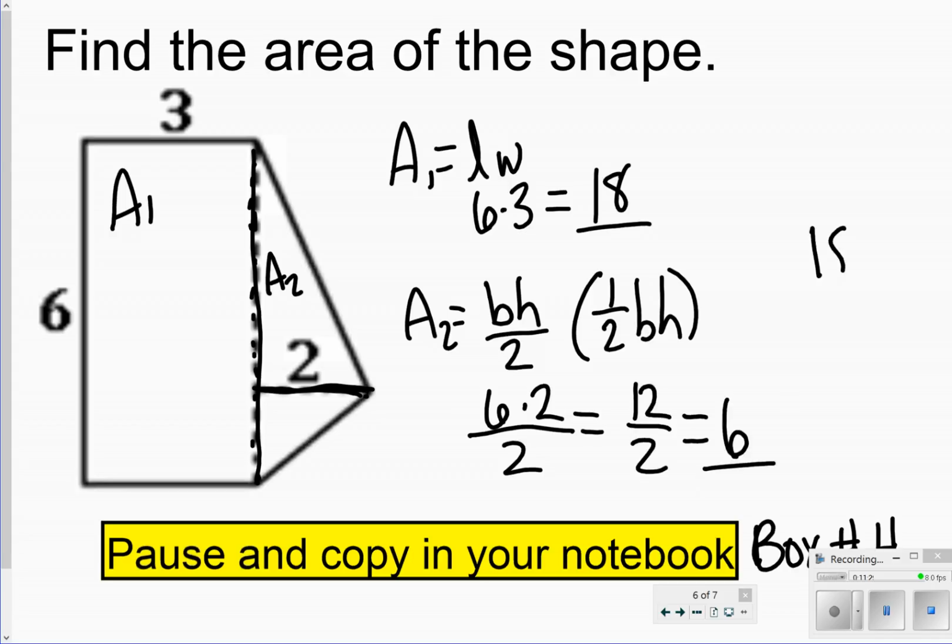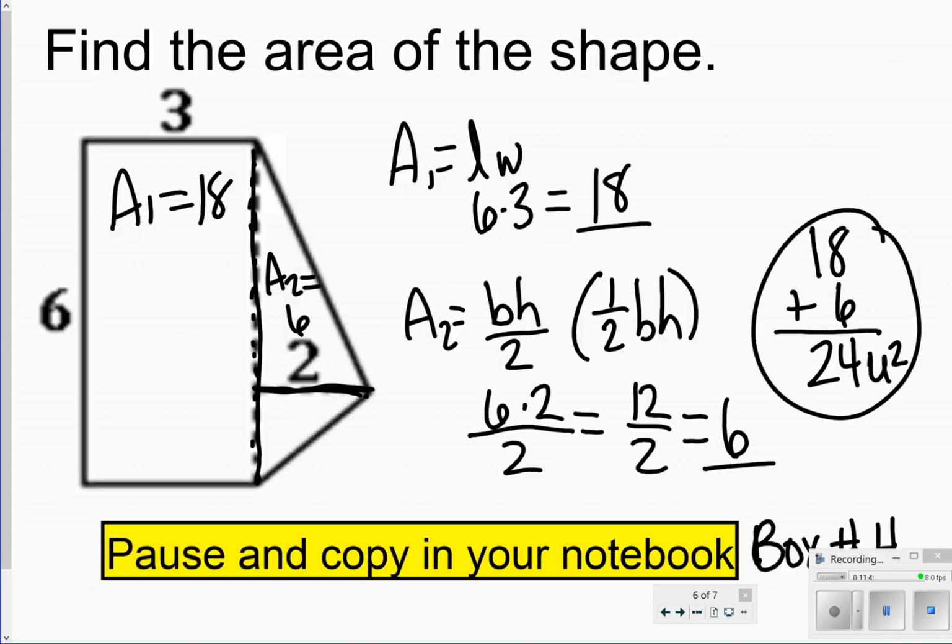And when we add these two areas together, area 1 was 18 units, area 2 is 6 units, so plus 6 over here, our combined total is 24, and we don't know our units, so we're going to say units squared. Always want to have some kind of a label on there.